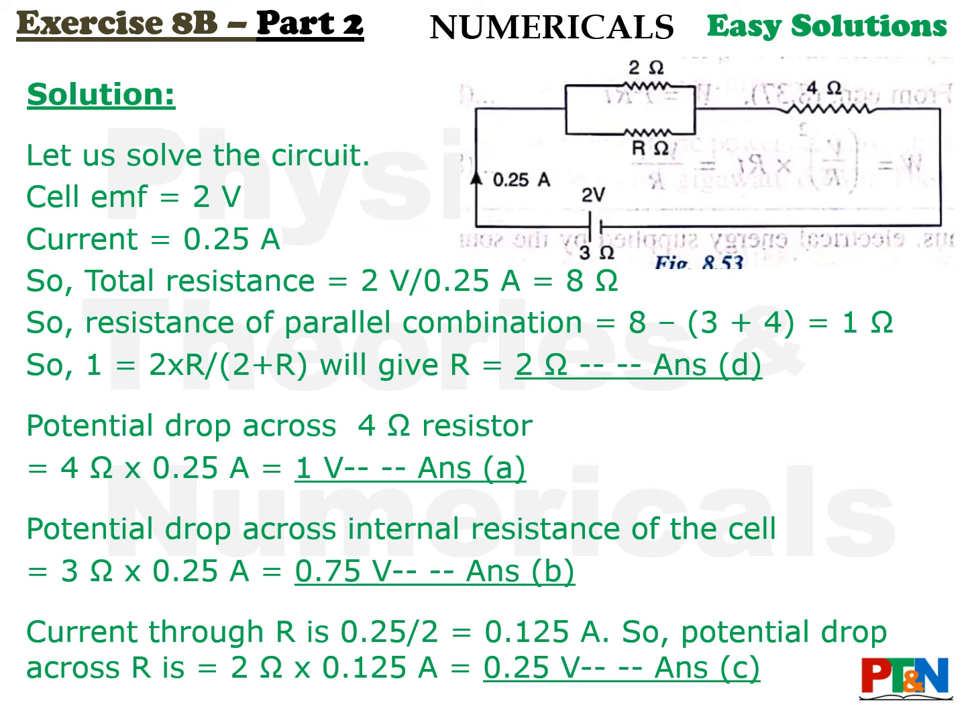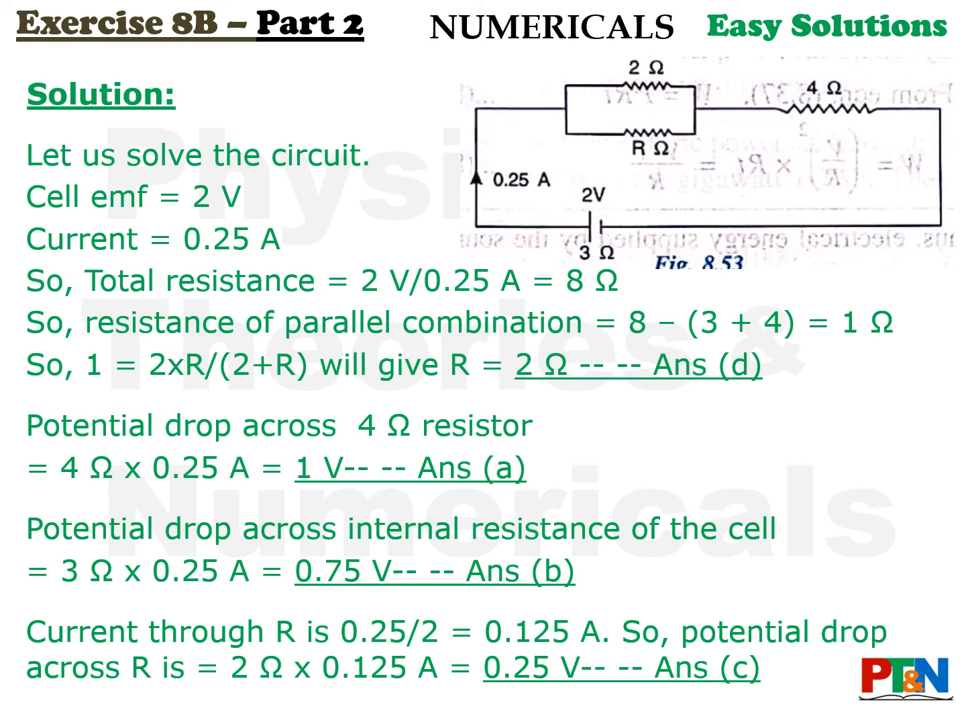Okay, let's solve the circuit. See, total EMF is 2 volt and current is 0.25 ampere. So that will give you total resistance of the circuit as 2 by 0.25, that is 8 ohm. Now, the resistance of the parallel combination will be this total resistance minus the other two resistances which are in series. That is, resistance in the parallel combination will be 8 minus (3 plus 4), that is 1 ohm. So the resistance of the parallel combination is 1 ohm. So you put it in that formula with R, that 1 is equal to 2 into R by 2 plus R. That will give you the value of R as 2 ohm.